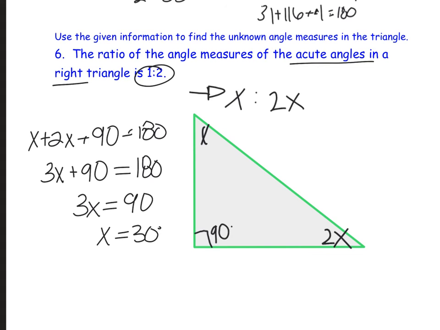So then when I'm trying to fill in for what these missing measures are, I'm just going to plug 30 in for x. And when I do that, that means this is going to be 30 degrees, and that means this is going to be 60 degrees. So it's going to be a 30, 60, 90 triangle.